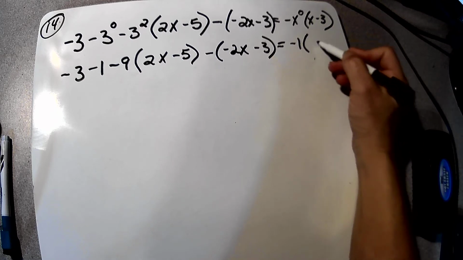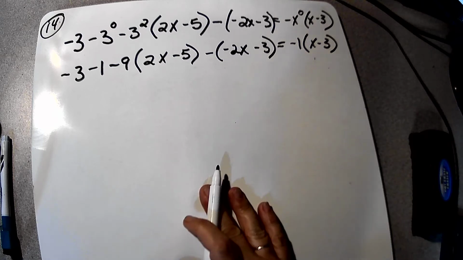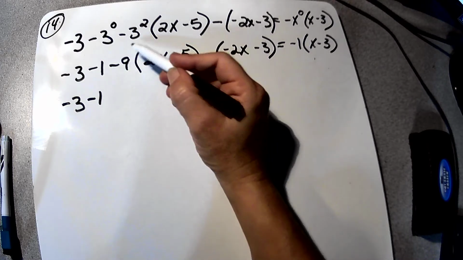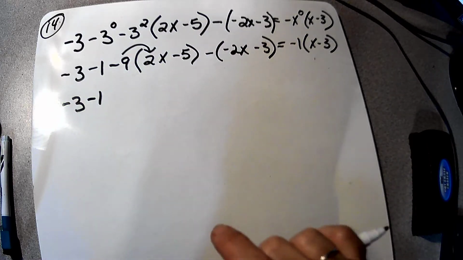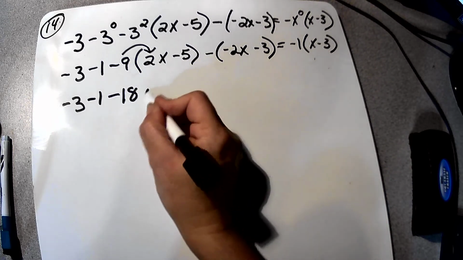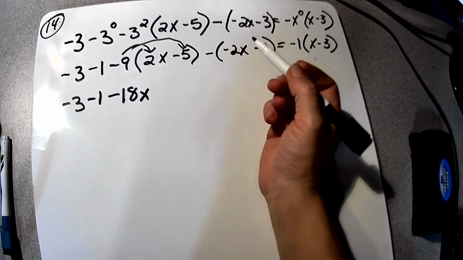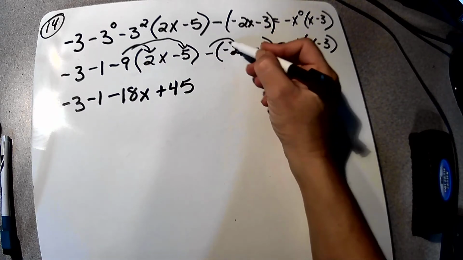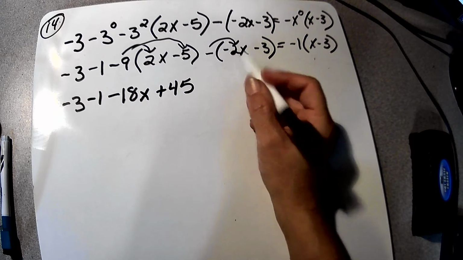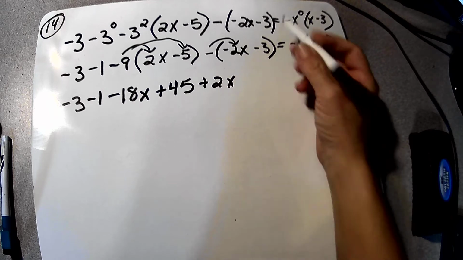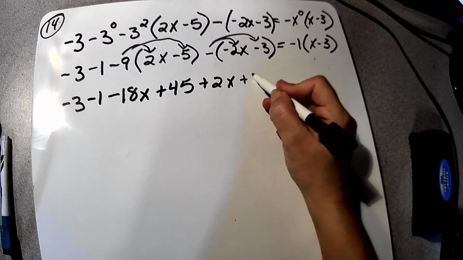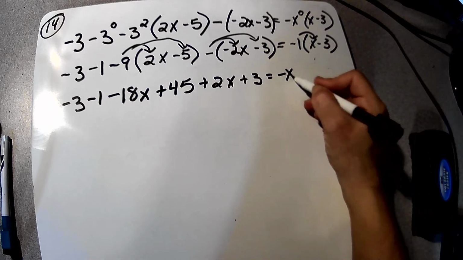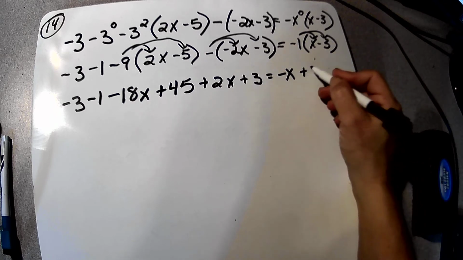so minus 1 times x minus 3. Alright, so now we're going to rainbow, and so we're going to start by just bringing this down, negative 3, negative 1. Now we got to rainbow this negative 9 and 2. So 9 times 2 is 18, and that would be negative 18x. And then right here, 9 times 5 is 45, and that would be positive 45, because negative times negative. Then we're going to rainbow this negative sign, so that's just changing the signs in there, because it's like negative 1. So that would be plus 2x. And then right here, it's just changing that sign to plus 3. And then here, negative 1 times x would be negative x. And then that'll just change that to plus 3.